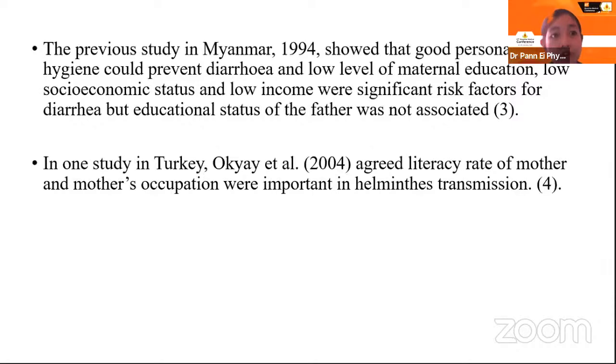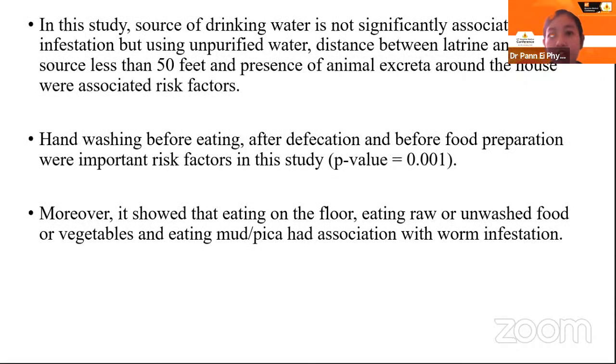In this study, source of drinking water, methods of storing and purifying water, distance between latrine and water source less than 15 feet, and presence of animal excreta around the house were associated risk factors. Hand washing before eating, after defecation, and before food preparation were also important risk factors in this study, p-value 0.001.